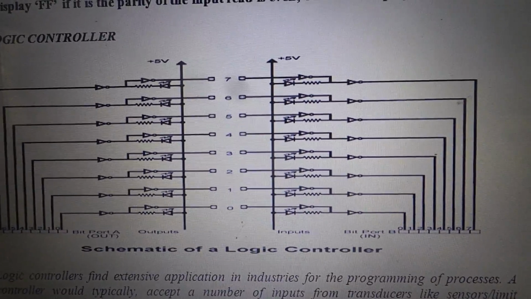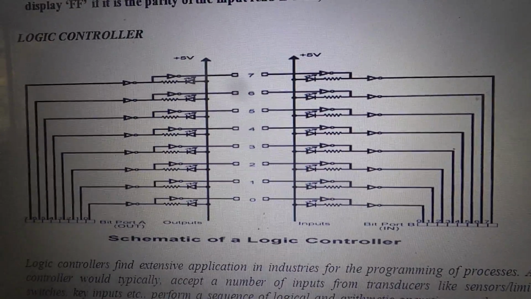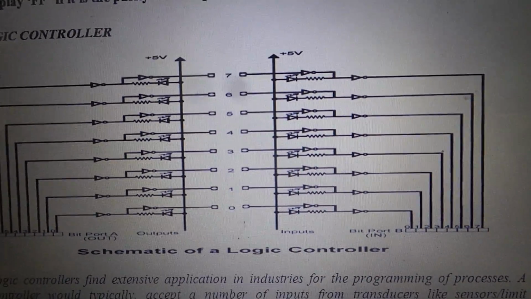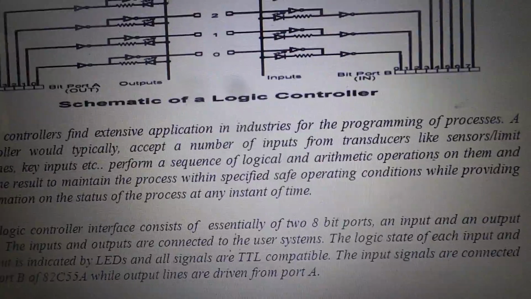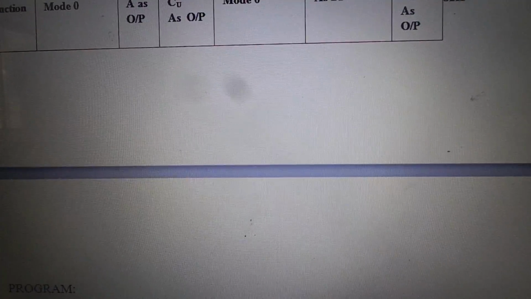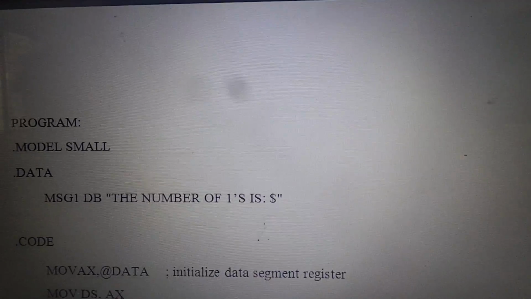We also have another experiment on how to execute a BCD up-down counter on a logic controller. Currently we'll start with the third experiment, which is how to multiply two 8-bit numbers and display their result.